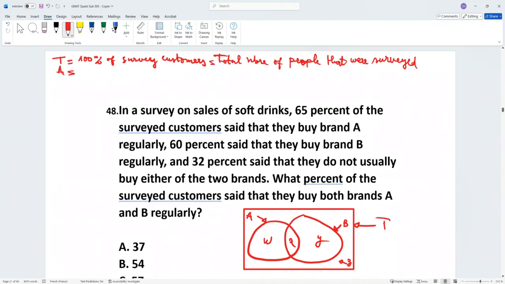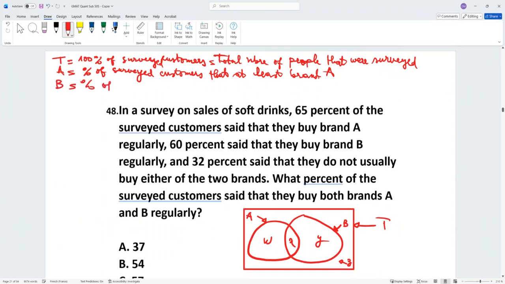is going to be the percentage of surveyed customers that buy at least brand A. Okay, in what they buy, brand A must be part of it. They can buy either only brand A or brand A and brand B. We don't know.